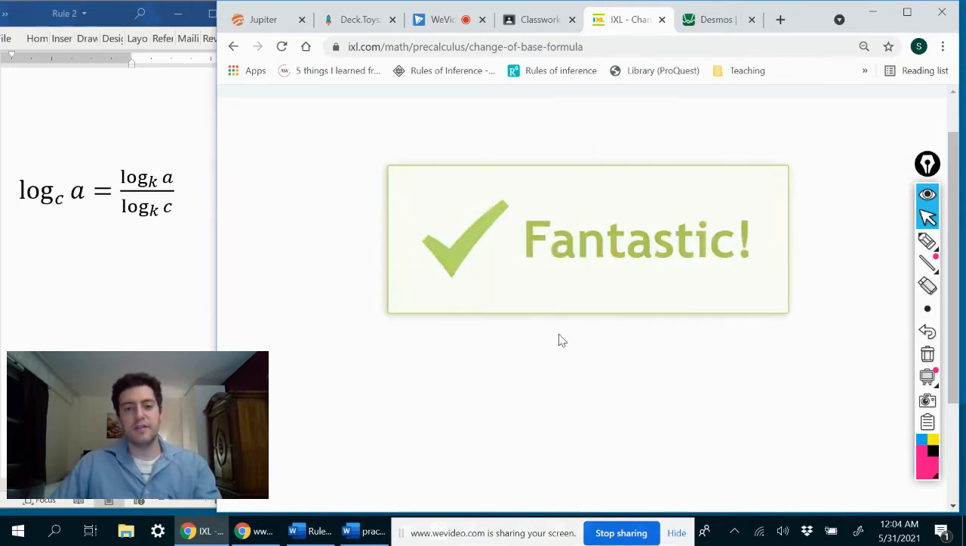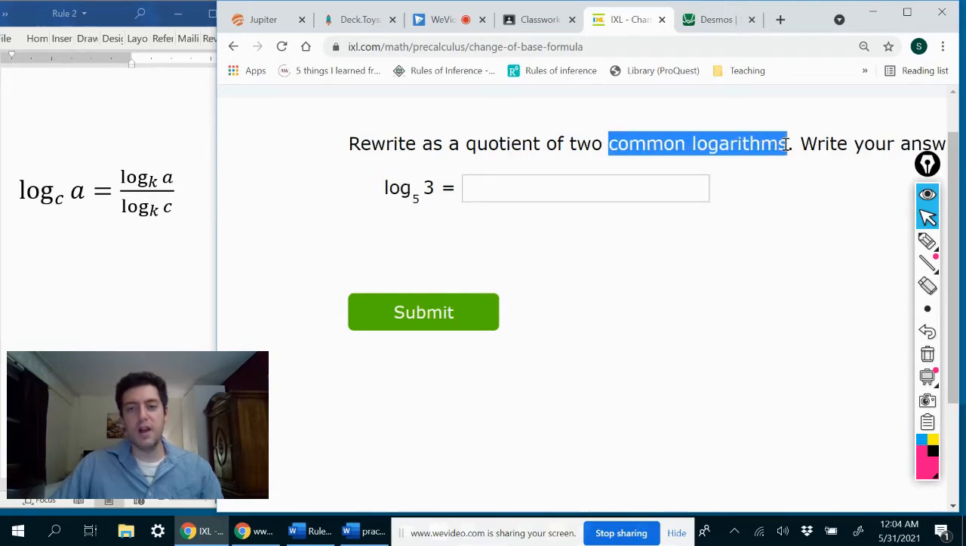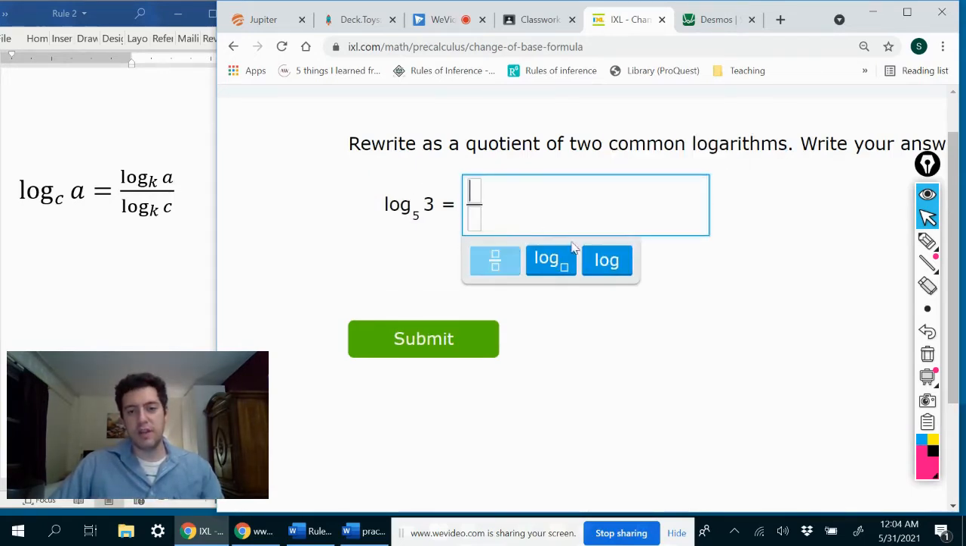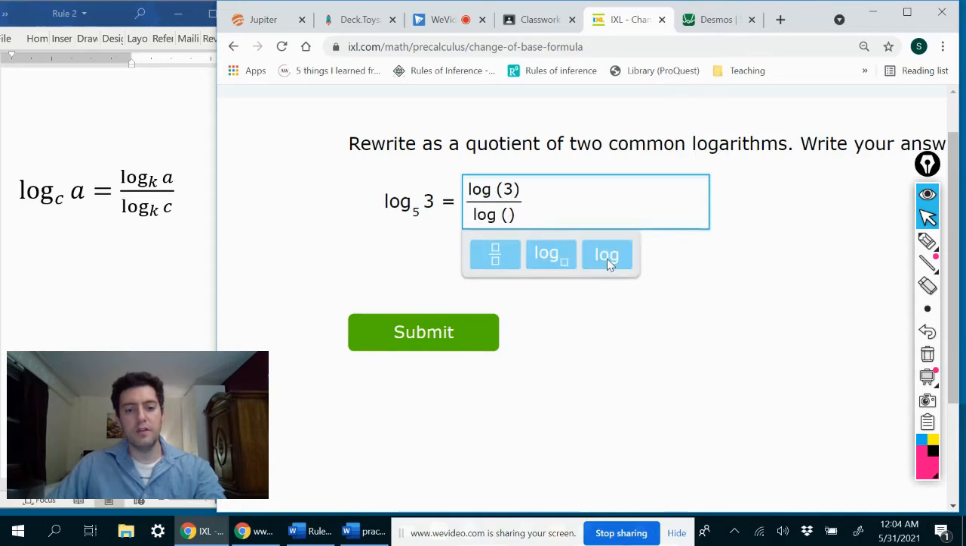Okay, so 7. All right, rewrite as a quotient of two common logarithms. Common logarithm means base 10, and we can just write that using just this normal log here, where we don't actually have to write the base in. If you don't write the base in, then that implies that it's base 10. So this would be the log of 3 over the log of 5.